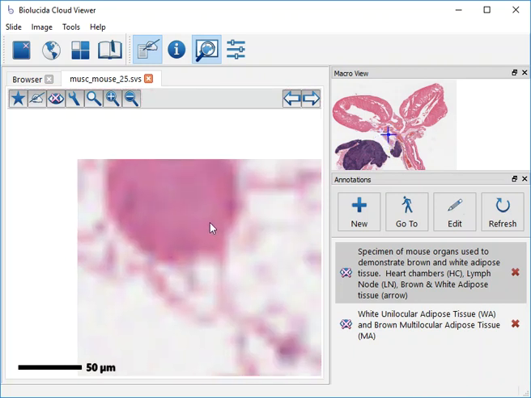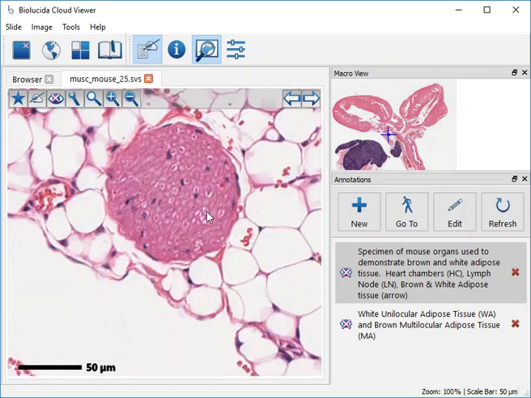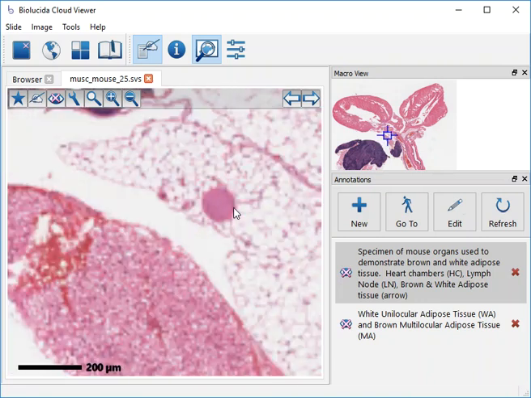Over here is, actually this is a bundle of nerve fibers wrapped in there. And you'll learn about that later.